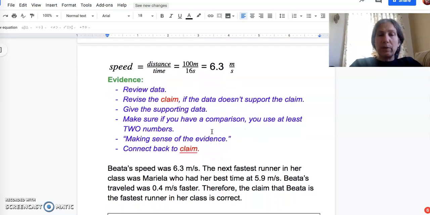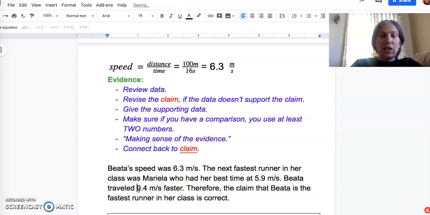Beata's speed was 6.3 meters per second. The next fastest runner, so once again, I'm making a comparison to another person in her class, was Mariella, who had her best time at 5.9 meters per second. Beata traveled, oopsie, I had some sentence issues here. Beata traveled 0.5 meters per second faster. Therefore, the claim that Beata is the fastest runner in her class is correct. So then you can see I looped back. I made sense of it.